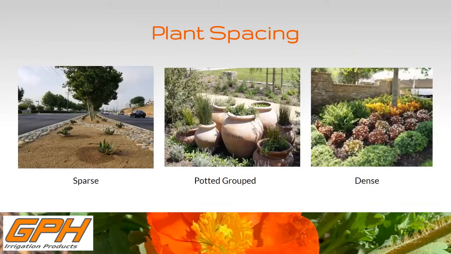The other thing to think about is the plant spacing. Do you have a sparse planting, which is on the left, a potted grouped, or a dense? And you could have a variation of all of these. So you could have turf in here, you could have some other things too, but these are the basics to kind of keep you on the right track. So if you have sparse planting, for example, you want to use maybe more of a point source system. If you put a lot of inline in here, you're watering a lot of soil, you're going to create a lot of weeds. So you want to think about that when choosing your drip.